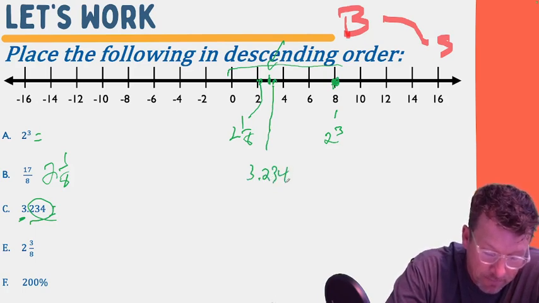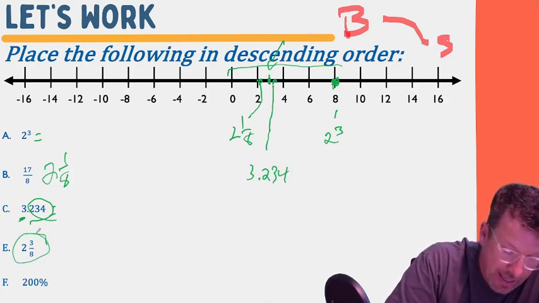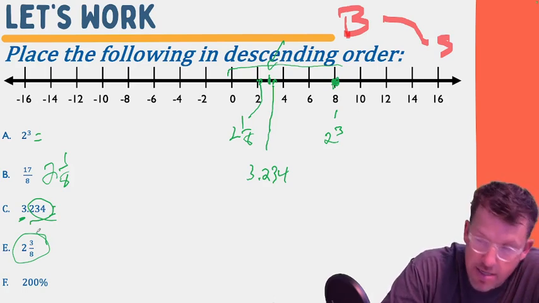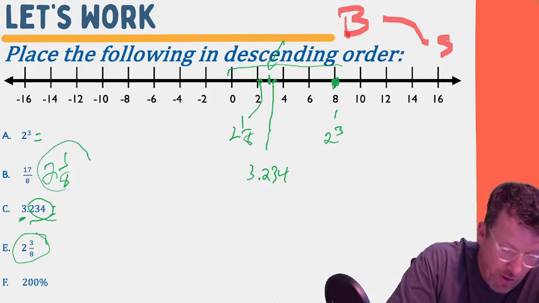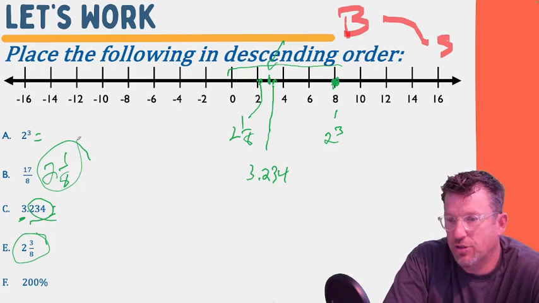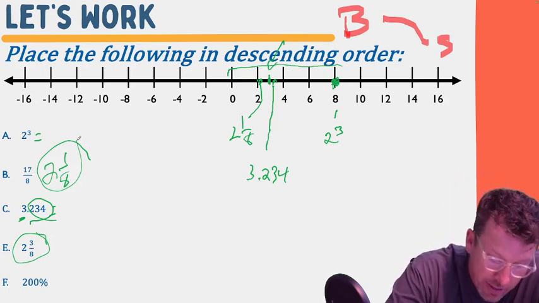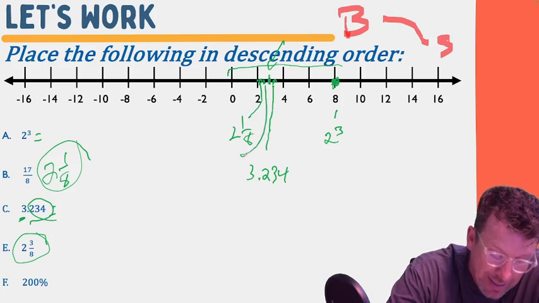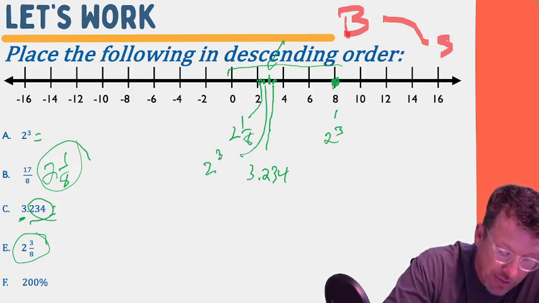3.234. Okay, now we got this guy and it's 2 and 3/8. Oh, well this one was 2 and 1/8. So what's bigger, 2 and 1/8 or 2 and 3/8? Yeah, 2 and 3/8. So it's going to be a little bit bigger than 2 and 1/8. So I'm going to put it right there. And I'm going to say it is 2 and 3/8.